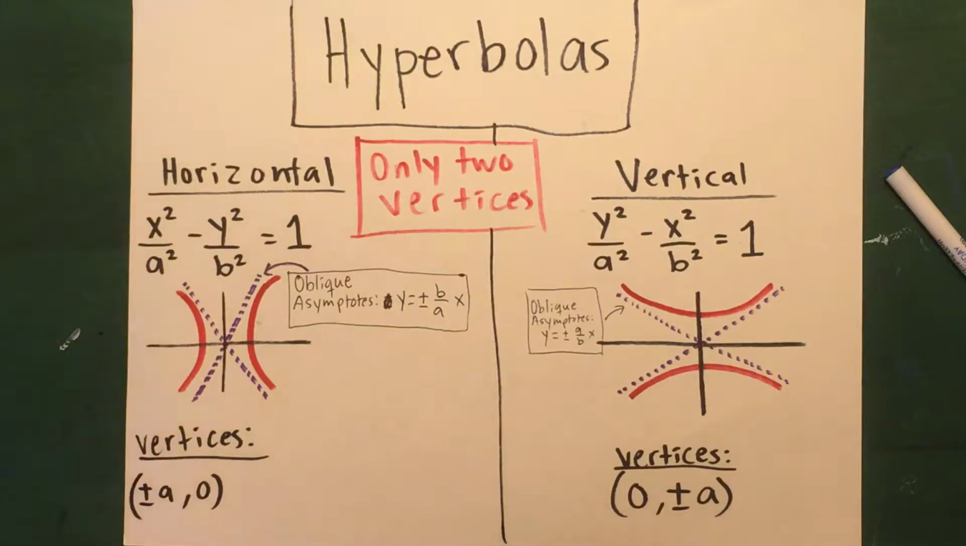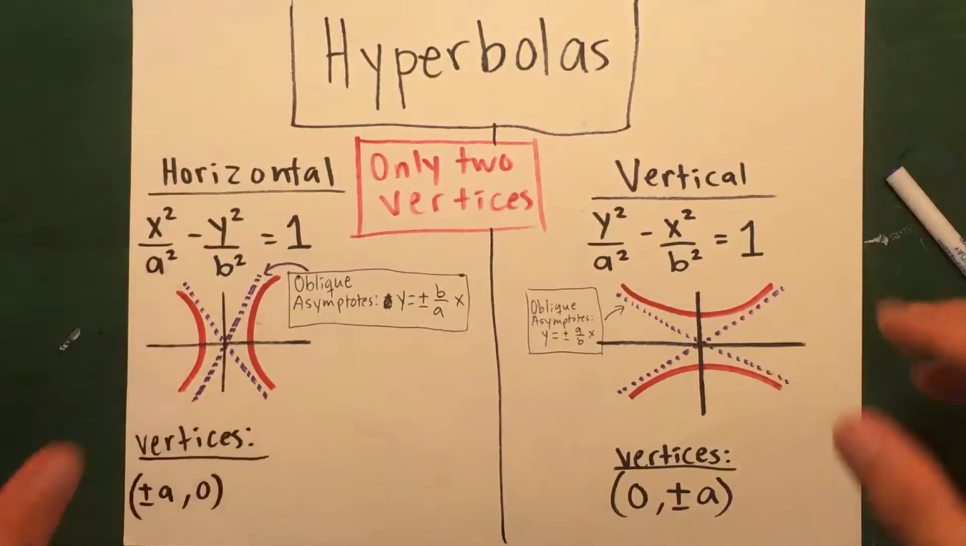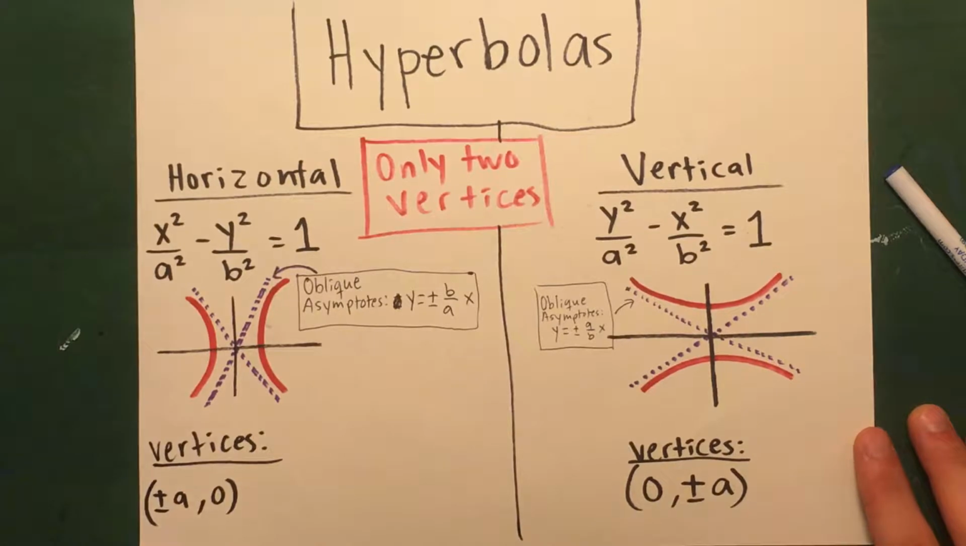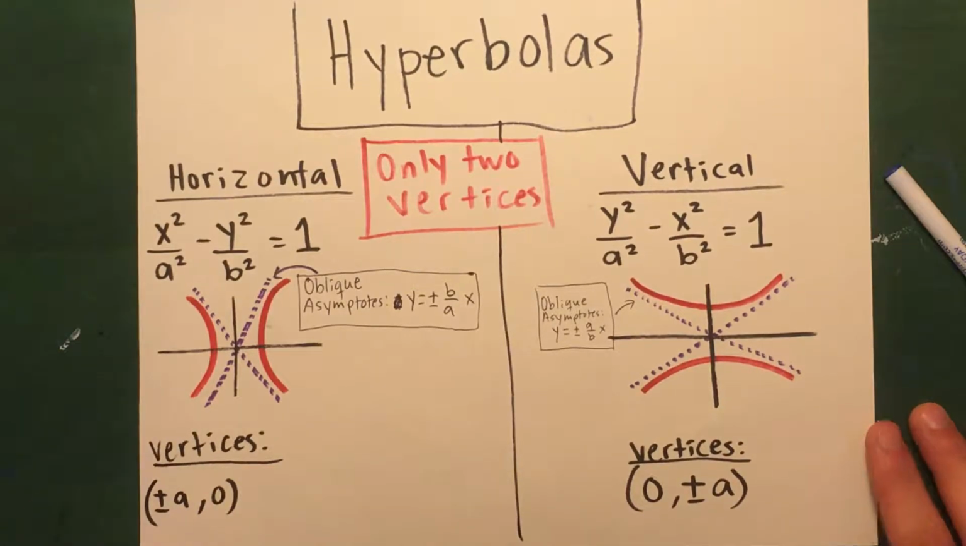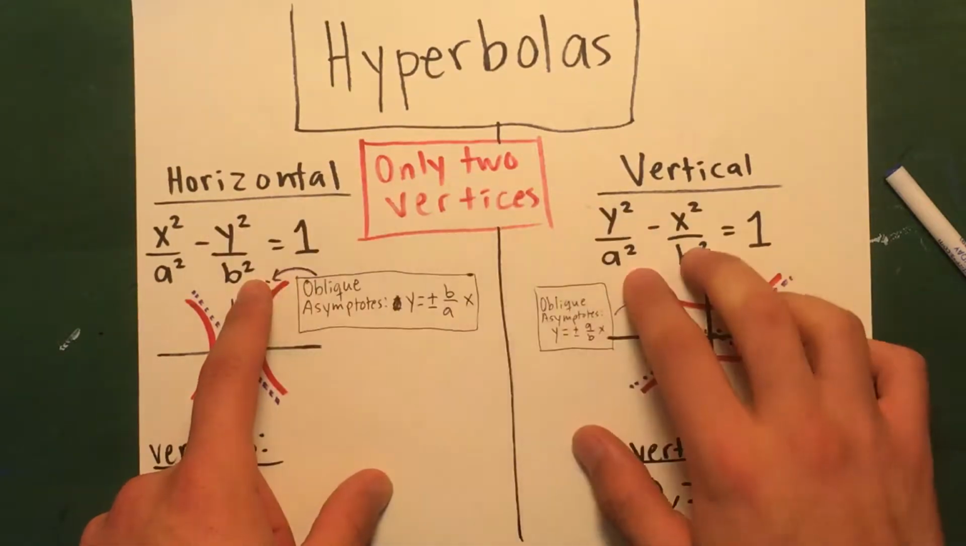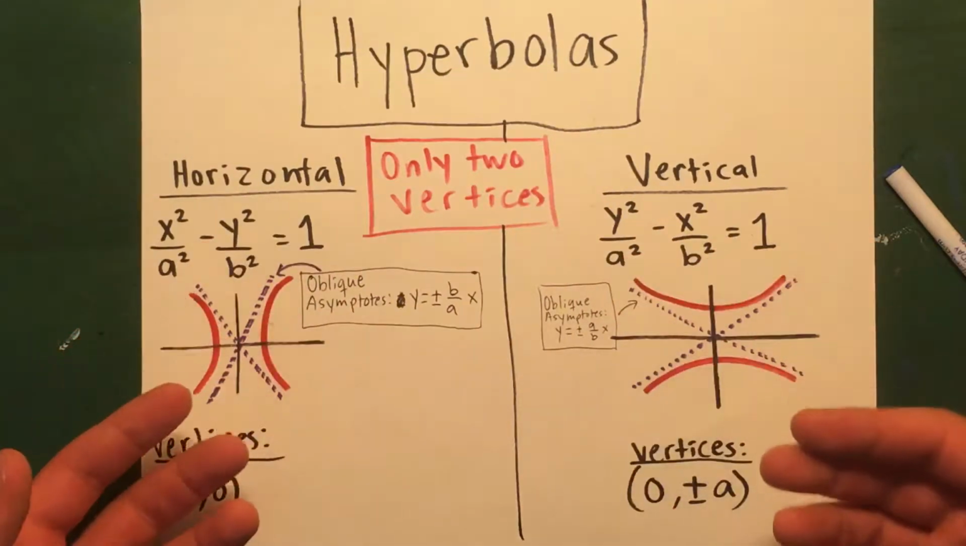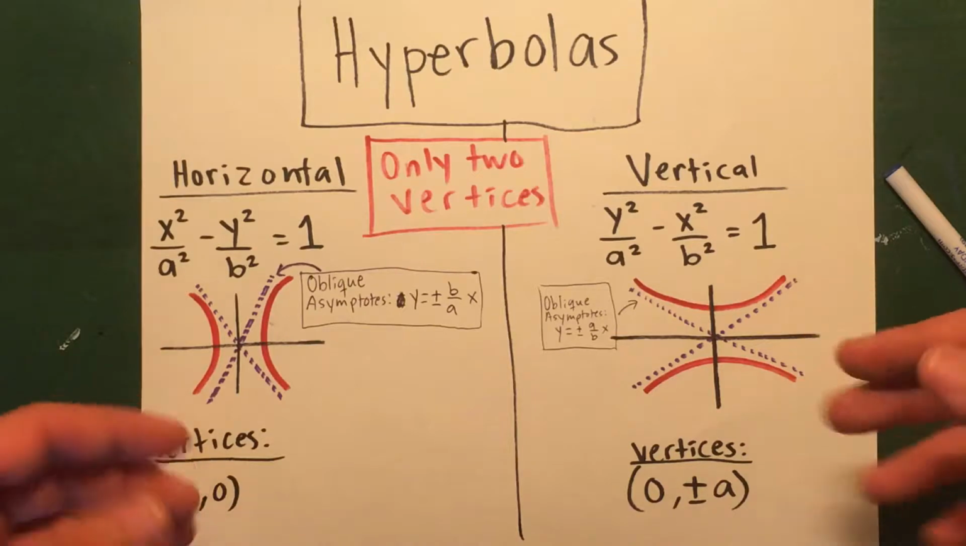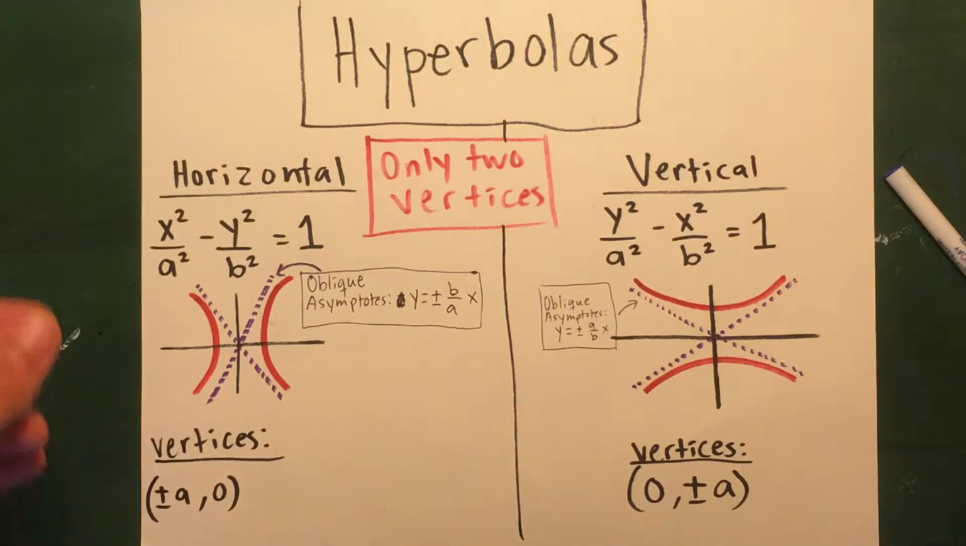Hey everybody, this is an introductory video on hyperbolas, a type of conic section. To begin with, we have two different types of hyperbolas, a horizontal hyperbola and a vertical hyperbola. What makes a hyperbola either horizontal or vertical is based on the vertices.